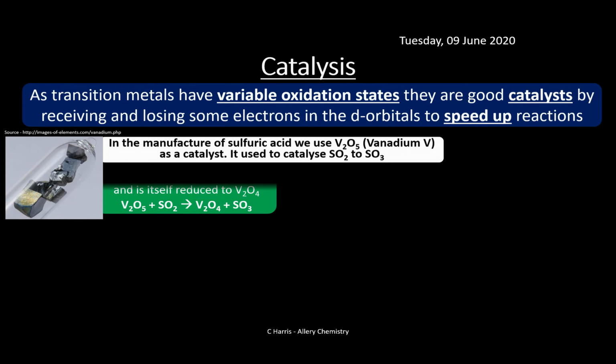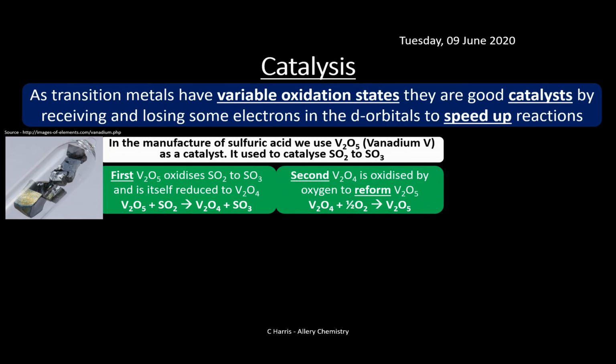So the first step is that the V2O5 oxidizes the sulfur dioxide to SO3, but V2O5 itself is reduced to V2O4. So the reaction is V2O5 plus SO2, sulfur dioxide, will form V2O4 plus SO3. So that's the first step. And then secondly, because it's a catalyst that has to be reformed, the V2O4 is oxidized and it reforms V2O5.